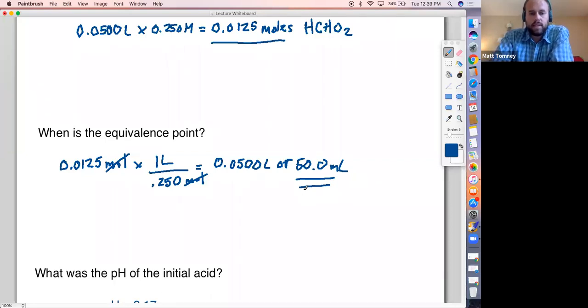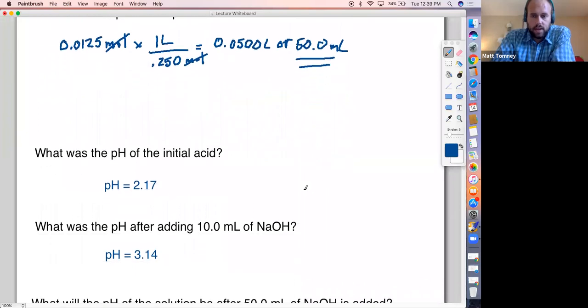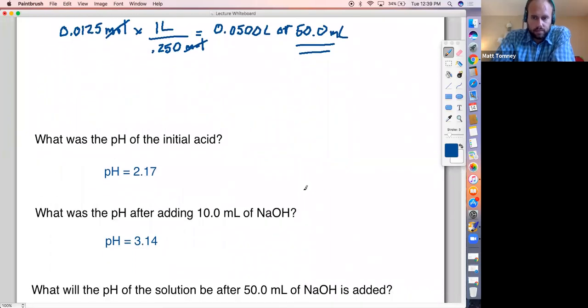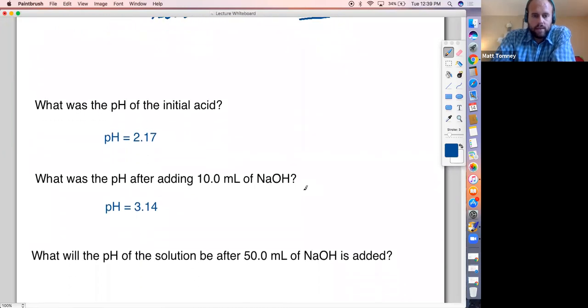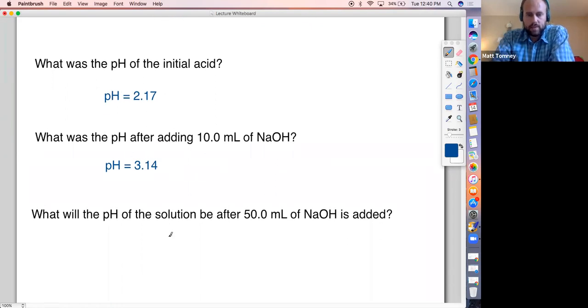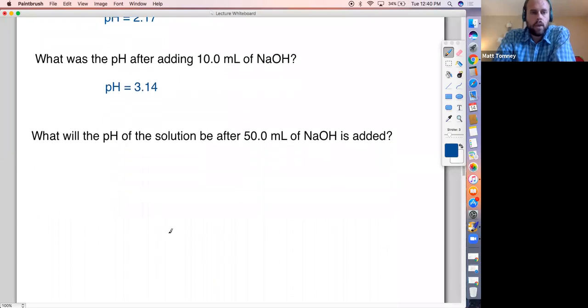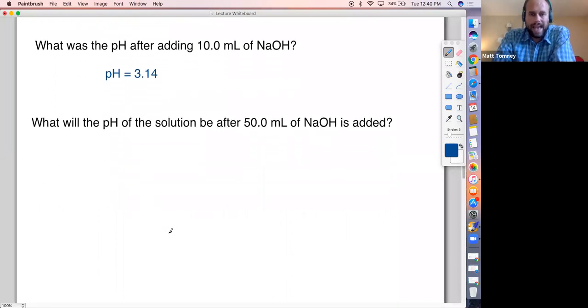Okay, so the examples we did yesterday, we found what the pH of the initial acid was. That used an ice equation, and we did the 5% rule. We found it was 2.17. And then we found the pH after adding 10 milliliters of NaOH, and we found that the pH would increase to 3.14. So if you're confused about those numbers, go back and look at the calculations that we went through yesterday in class. All right, so what we're going to do now, bringing us up to speed, this is what we want to look at today. What will the pH of the solution be after 50 milliliters of NaOH is added?